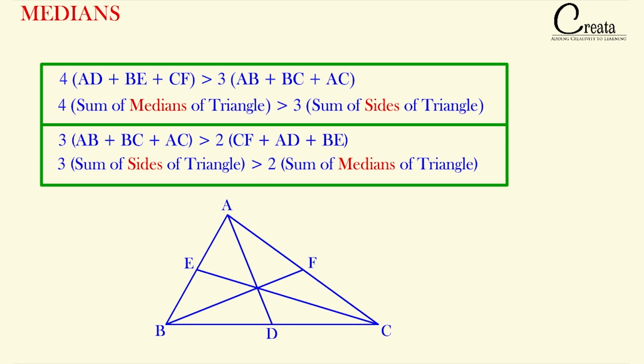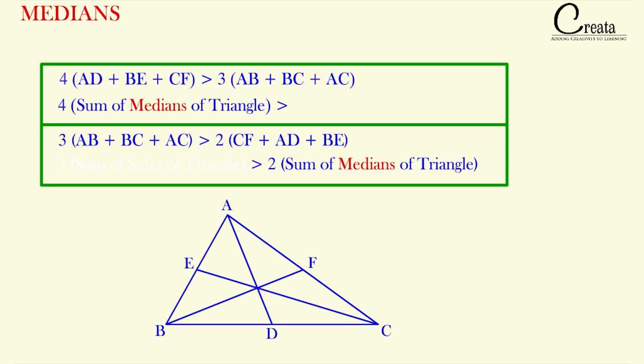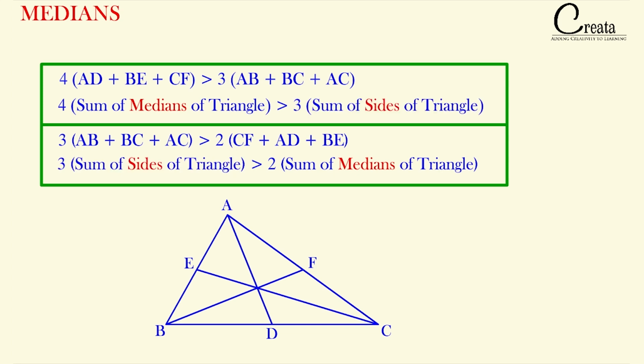So the remembering technique is that the numeric 3 will always come with the sides of the triangle. Just remember that the numeric 3 will come with the sides of the triangle. Triangle, the three angles or the three sides. So the number 3 will come with the sides of the triangle. And number 4 and number 2 will come with the medians.